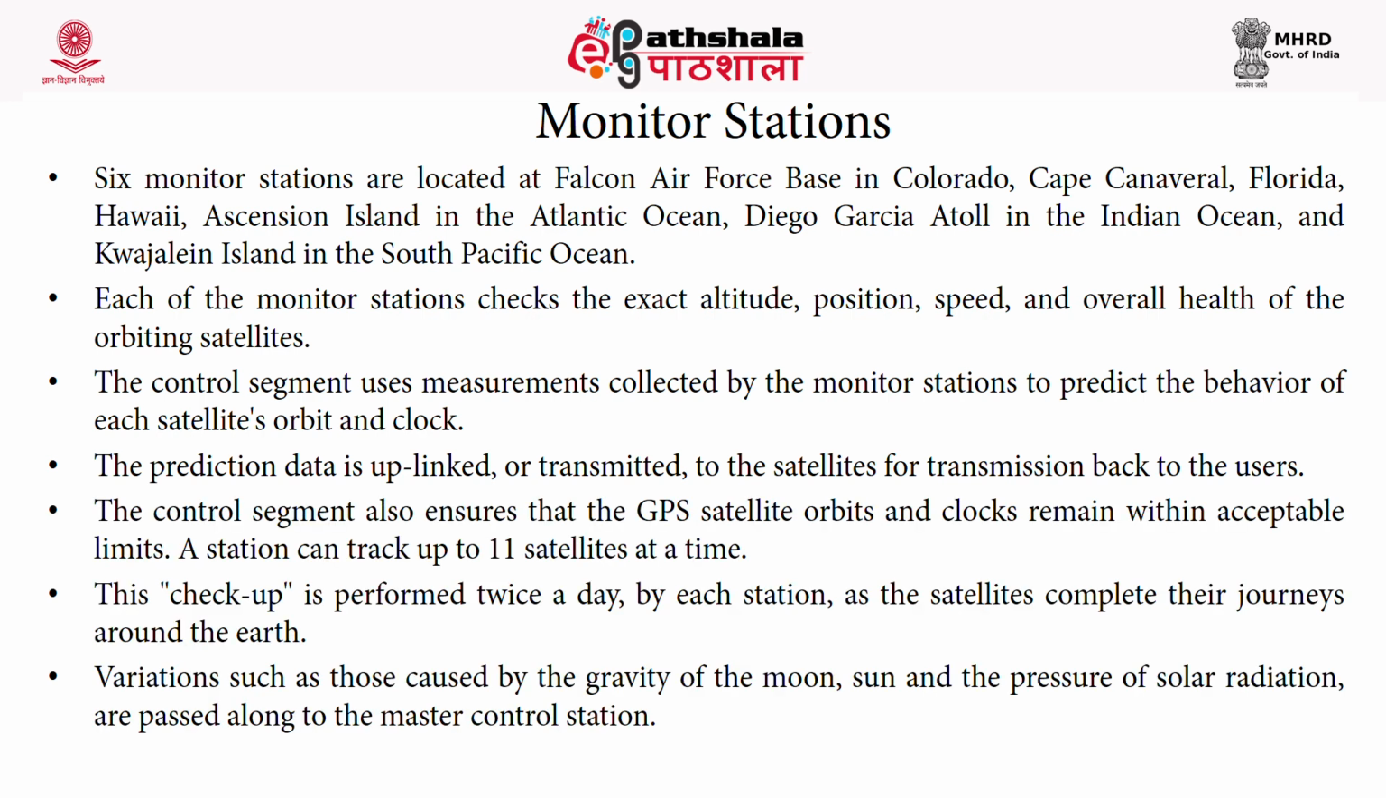The control segment also ensures that the GPS satellite orbits and clocks remain within acceptable limits. A station can track up to 11 satellites at a time. This checkup is performed twice a day by each station as the satellites complete their journeys around the earth. Variations caused during such periods, such as by the gravity of moon, sun and the pressure of solar radiations, are passed along to the master control station.